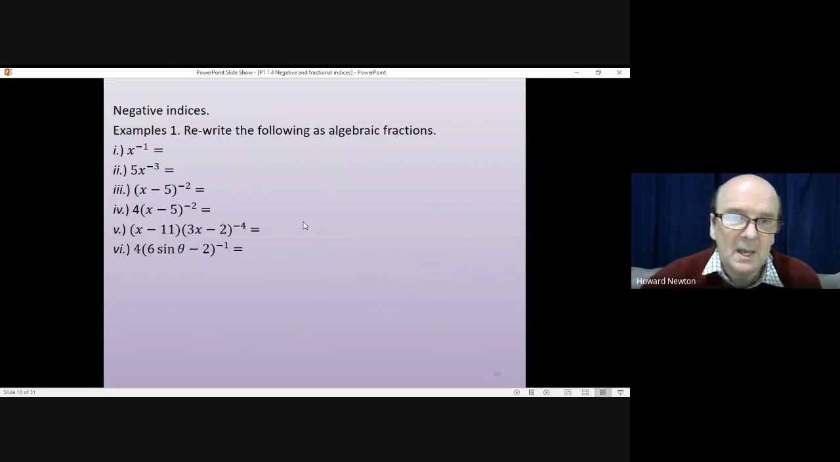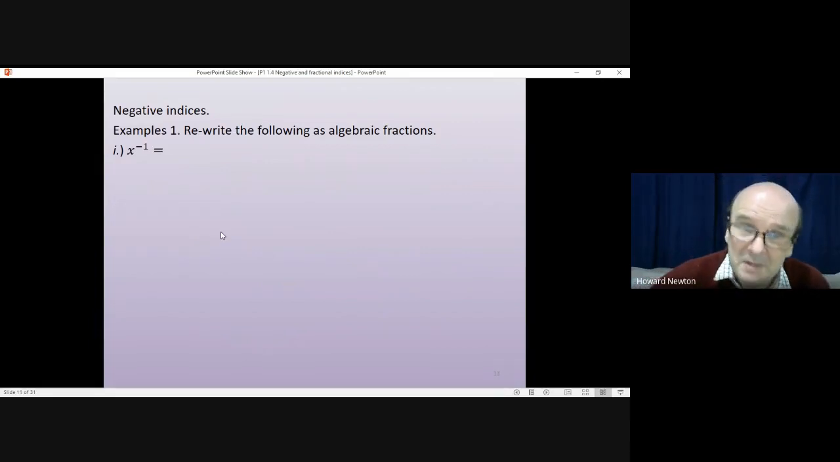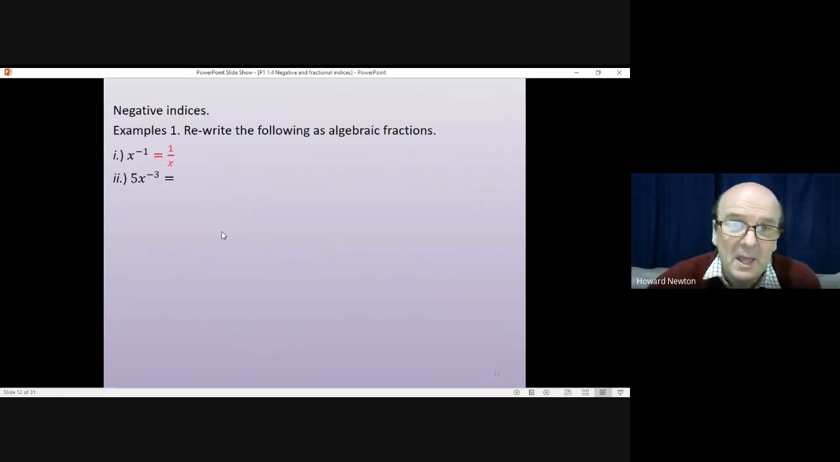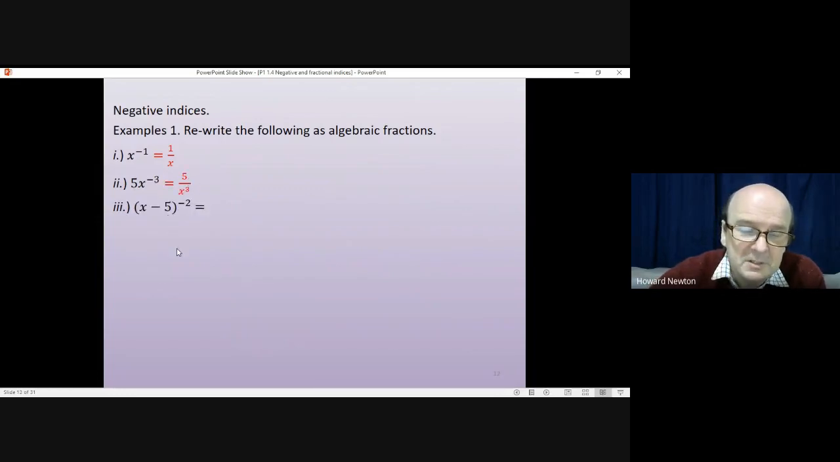Okay, as I was saying before, nothing too strange going on here. x to the minus 1 just means 1 over x. 5x to the power of minus 3, just one thing to be careful of. The minus 3 goes with the x. It does not go with the 5. So the 5 stays on the top. It's only x cubed that goes down to the bottom.